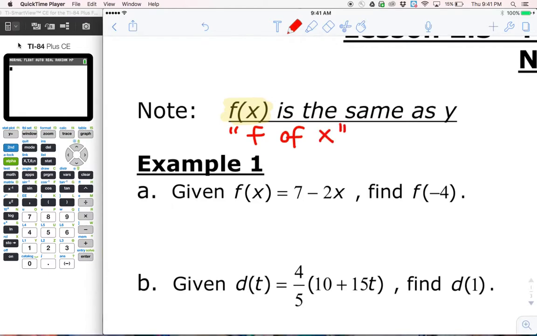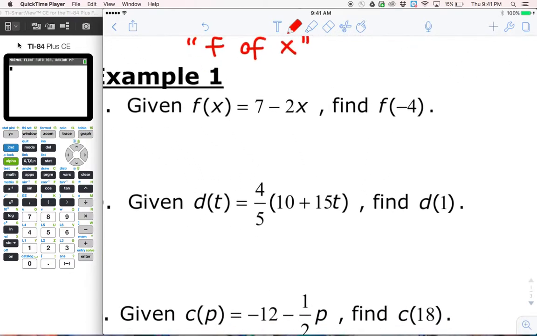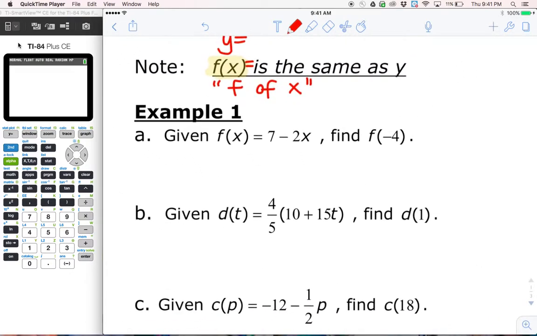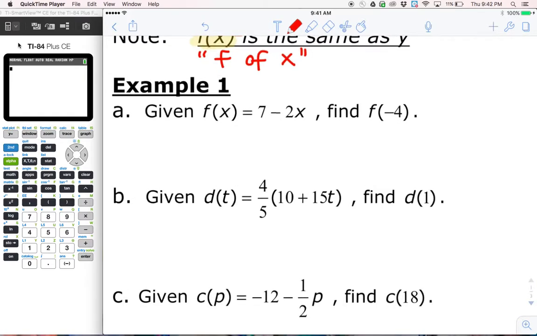So you'd say f of x is the same as y. In other words, y equals and f of x equals, they're essentially saying the same thing, all right? But we look at function notation because it's a faster way for us to evaluate different values in our functions, okay? So let's go ahead and take a look at this first one.